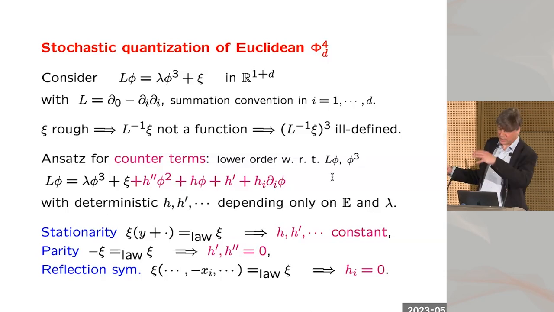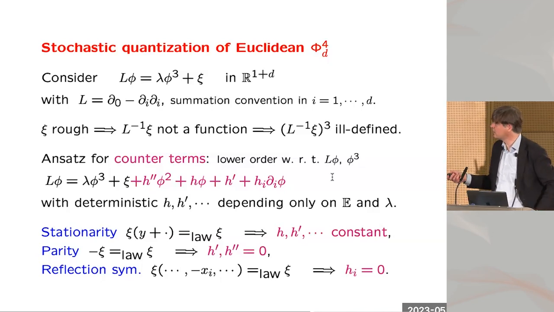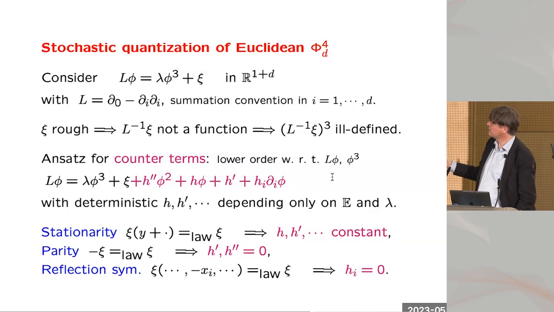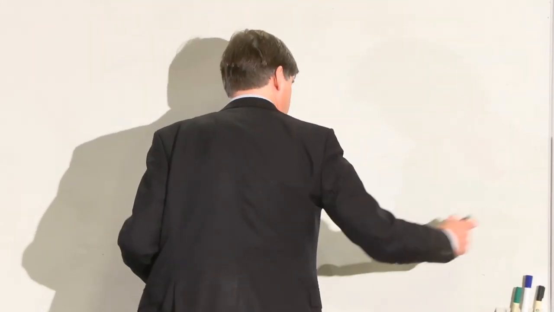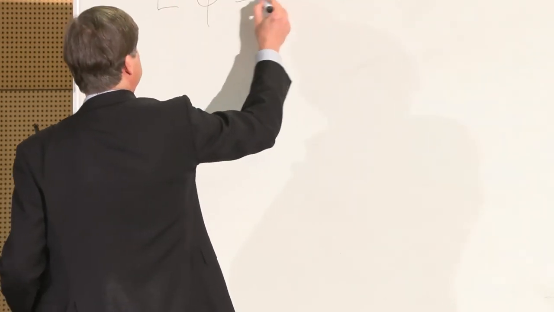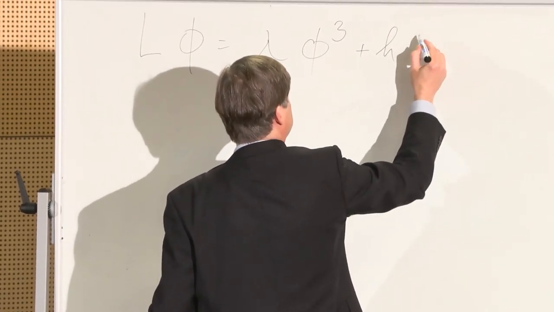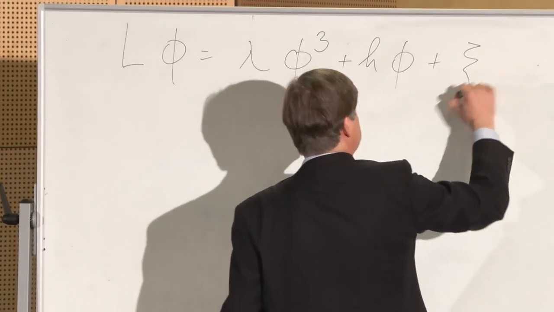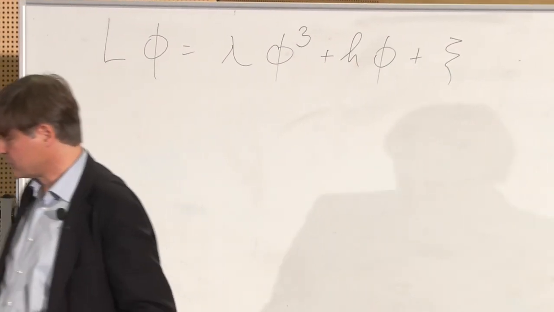And in addition, if you have some reflection symmetry in every one of the coordinates, which of course you would have if you assume isotropy in space, then also this term drops out, so that at the end, and perhaps I'm going to use the whiteboard a little bit after all, you would end up with this ansatz for the renormalized equation.